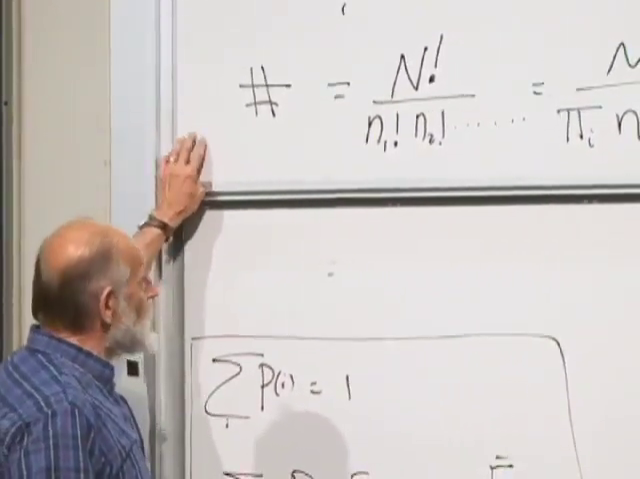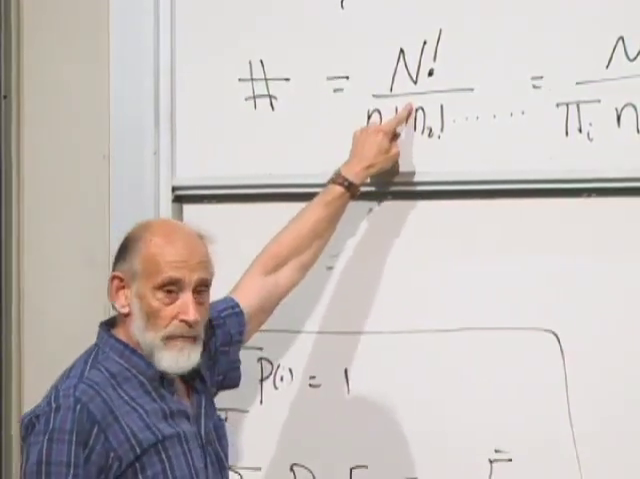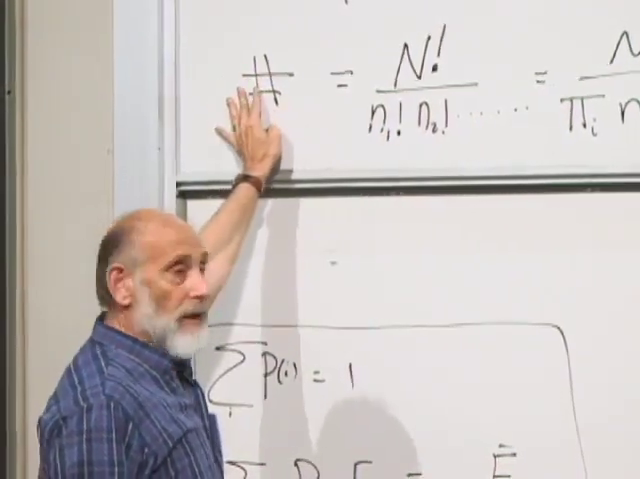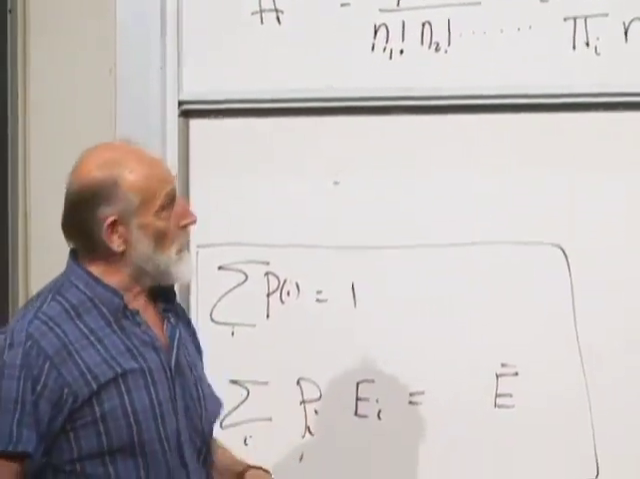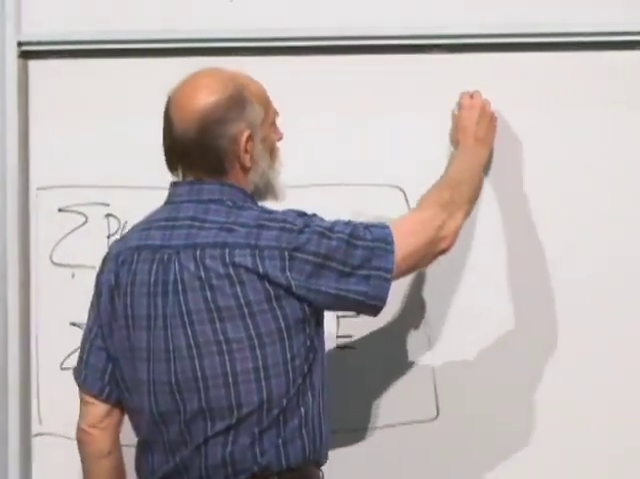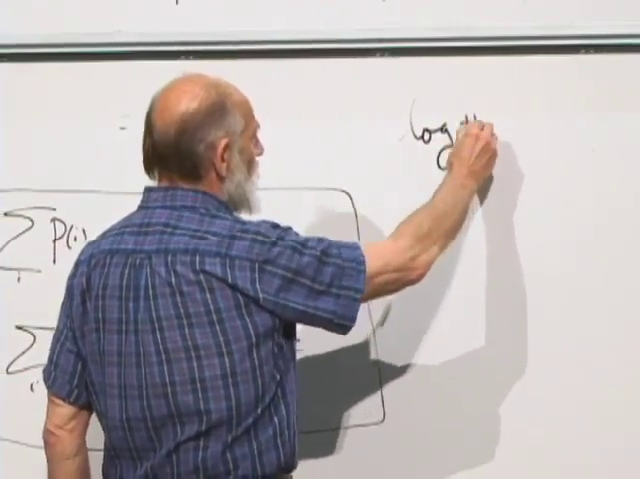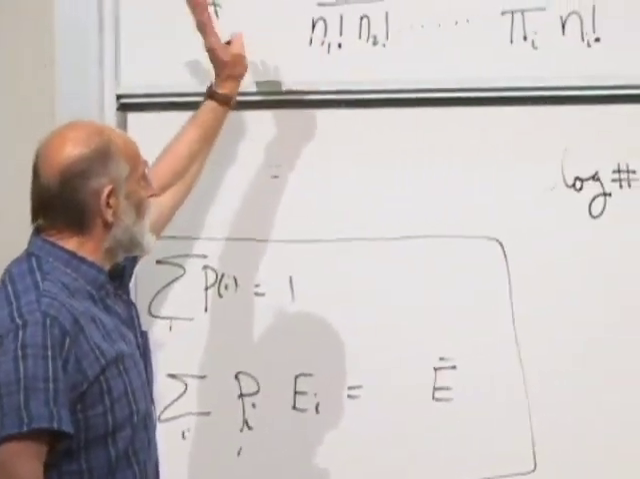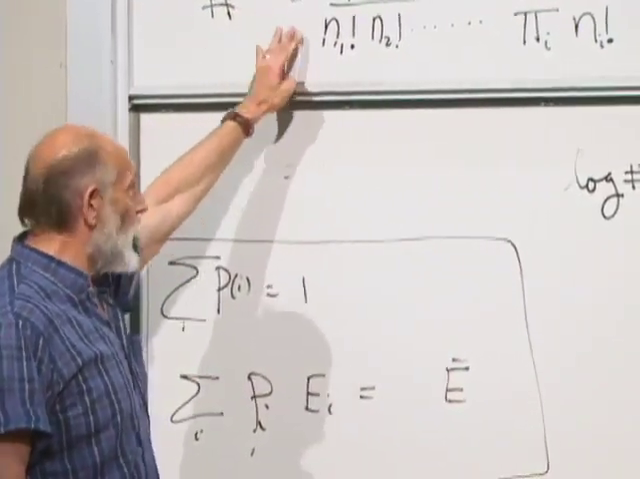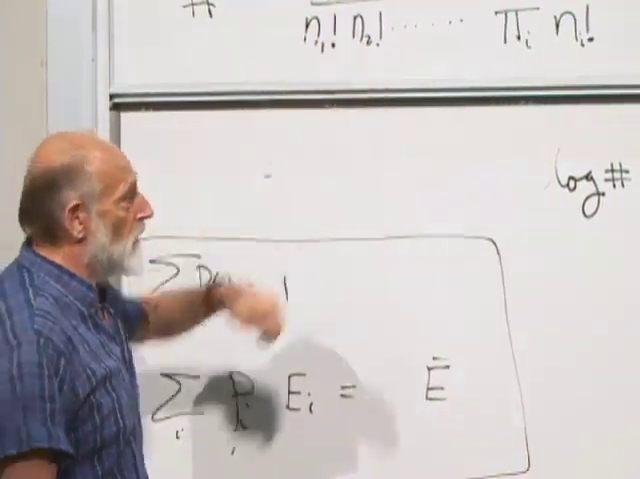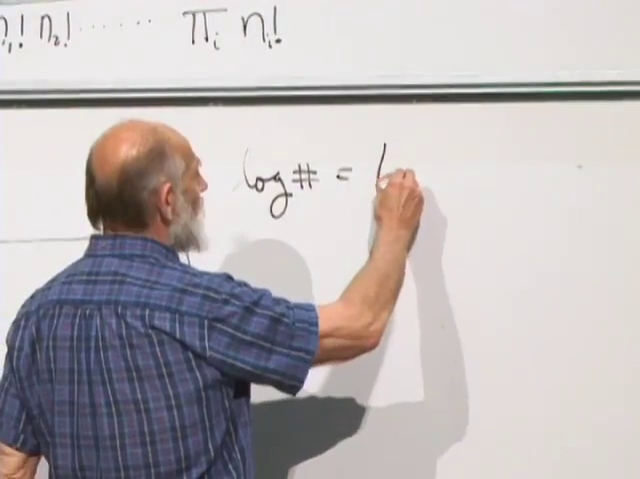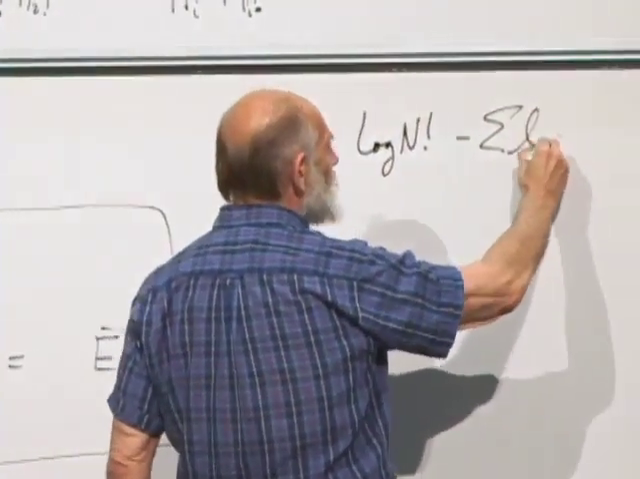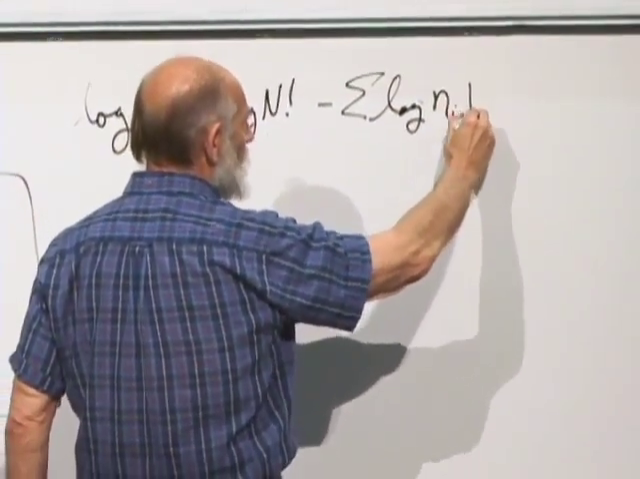We're going to find out that the logarithm is interesting because it's easier to work with a sum than with a product. Pound is a product. The logarithm of it will be a sum, and that will help us analyze it. So what's the logarithm of pound? The answer is the logarithm of n factorial minus the logarithm of n1 factorial plus n2 factorial. In other words, it's just log n factorial minus the sum of the logs of the n sub I factorial.